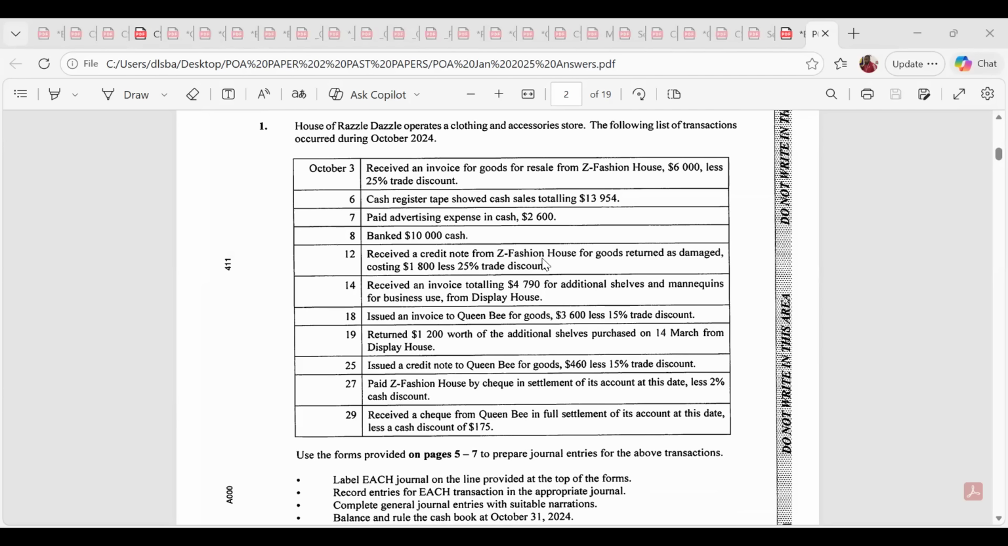Here's what we're going to do. With our knowledge of our different books of original entry and what transactions go into which, we're going to go through each of these transactions one by one and see if we could figure out which journal they're supposed to go into. You think we could do that? Take the silence as yes. Yes, sir.